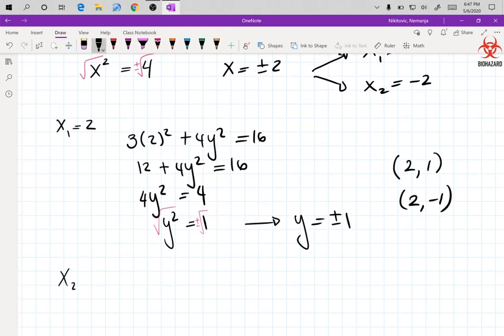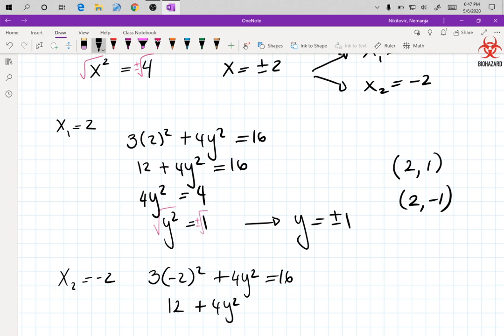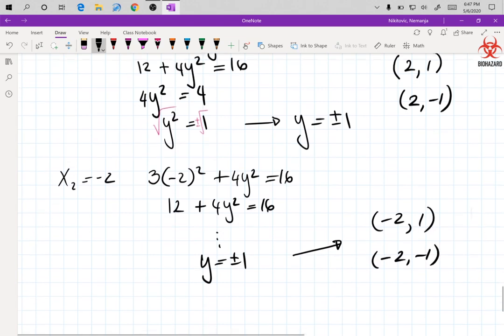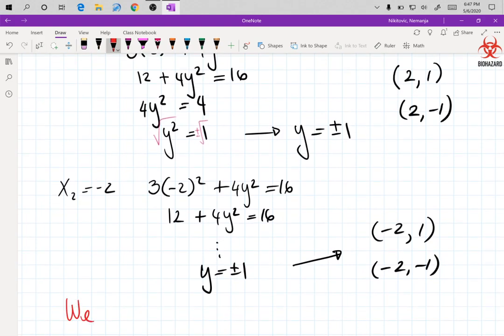I also have x2 equal to negative 2. 3 times negative 2 squared plus 4y squared equals 16. Okay, this works out to be the same. Yeah, y equals plus minus 1. So that gives us (negative 2, 1) and (negative 2, negative 1). We have 4 solutions in this problem.